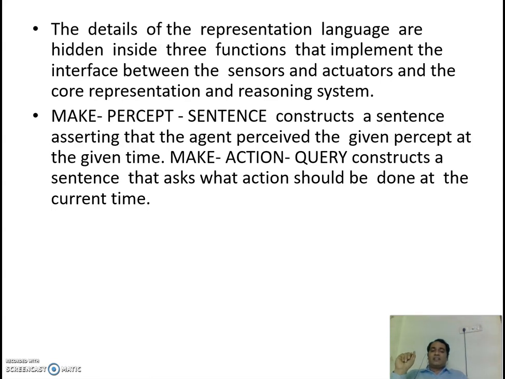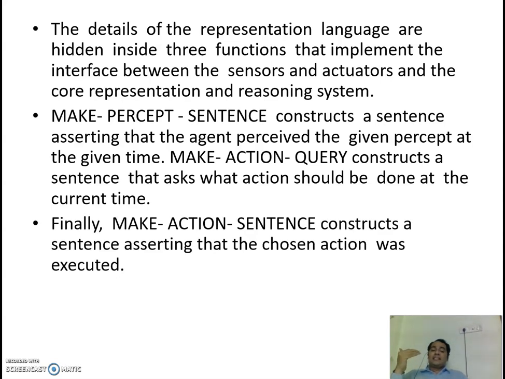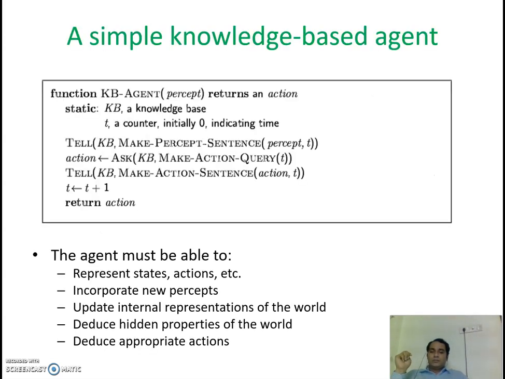Make percept sentence constructs a sentence asserting that the agent perceived the given percept at the given time. Make action query constructs a sentence that asks what action should be done at the current time. So this is another function. Finally, make action sentence constructs a sentence asserting that the chosen action was executed. So what are the three functions? Make percept sentence, make action query, make action sentence. Three functions.